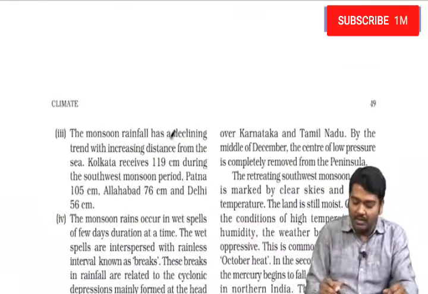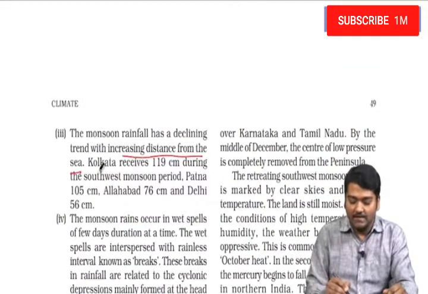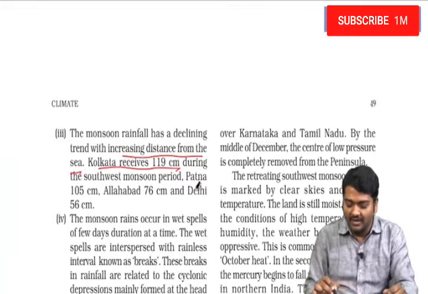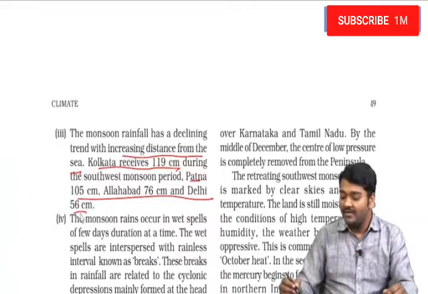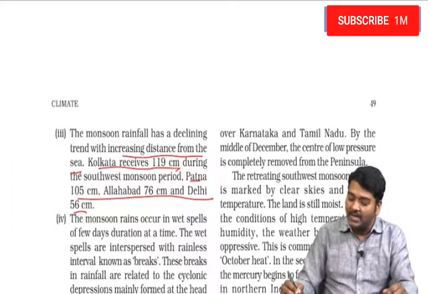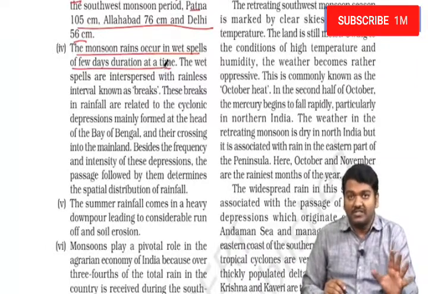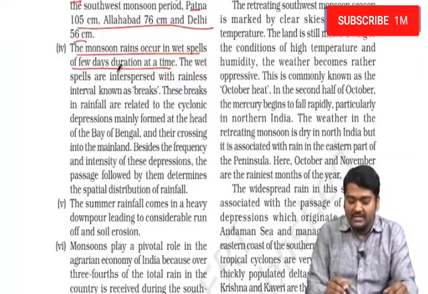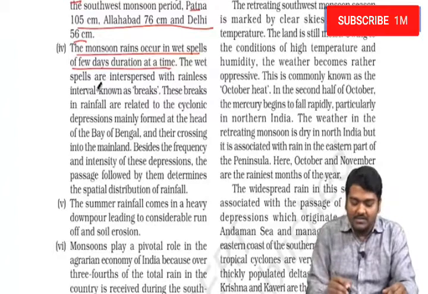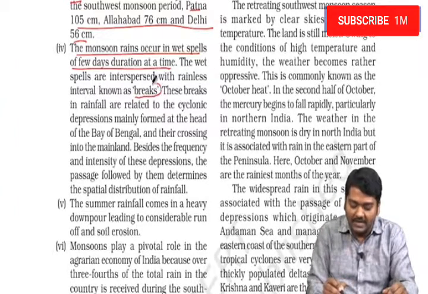The monsoon rainfall has a declining trend with increasing distance from the sea. For example, Kolkata receives 119, whereas Patna receives 105, Allahabad 76 and Delhi 56. UPSC may ask you to arrange this in an order. The monsoon rains occur in wet spells of a few days duration at a time. The wet spells are interspersed with rainless intervals known as breaks.